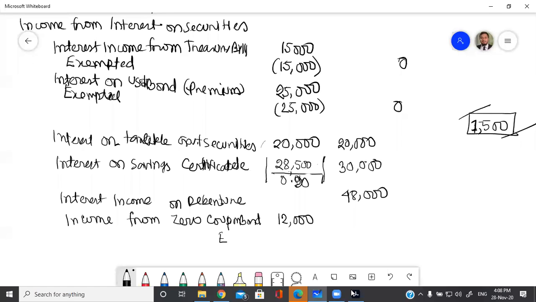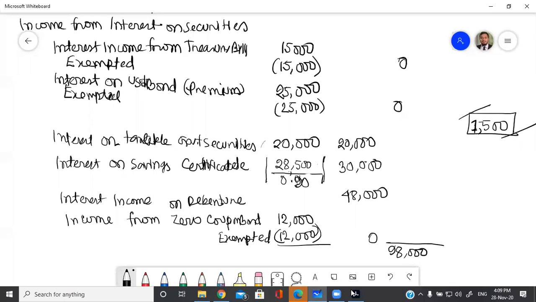Okay. So do you know we have zero coupon bond in our country? There was a SIDBI zero coupon bond. It has matured so far I can recall, but recently a new zero coupon bond has been approved. So in that case, it is zero. So what will be total interest income right now? 98,000. Now what is our task?